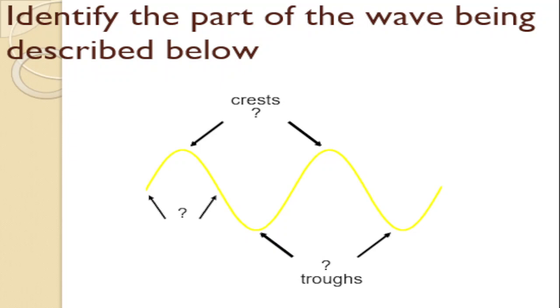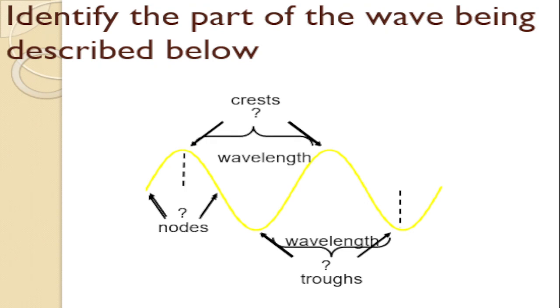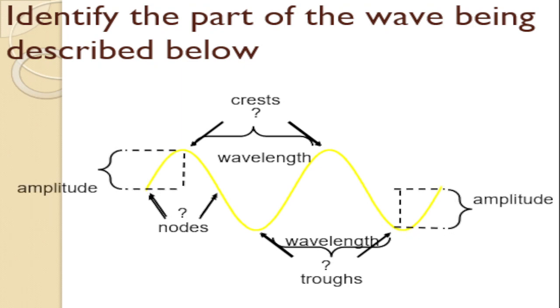These 2 points that touch the equilibrium or rest position of the wave are what we call nodes. And the distance between two crests or two troughs is what we call wavelength. And the distance from the crest or the trough to the rest position is what we call the amplitude. So these are the parts of the wave that you will encounter as we go on with the discussion of light.